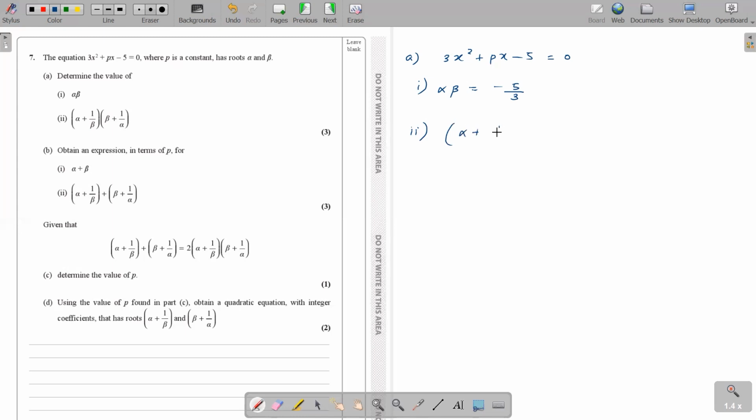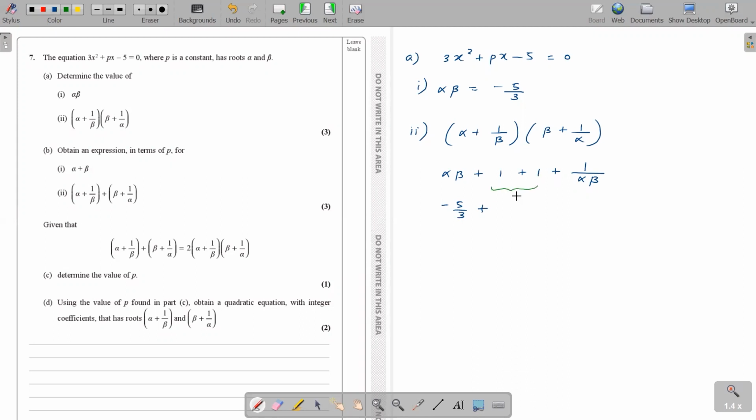You have to open up alpha plus 1 over beta, into beta plus 1 over alpha. So let's open the bracket. Expand. Alpha into 1 over alpha is 1. Do you agree with me? Alpha multiplied with 1 over alpha is 1. Next one, 1 over beta multiplied with beta is also 1. The next one, 1 over beta into 1 over alpha is 1 over alpha beta. So alpha beta value is found, which is minus 5 over 3.